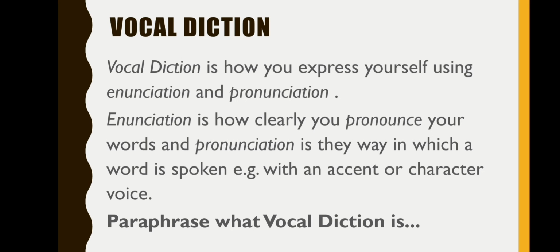Vocal diction. Vocal diction is how you express yourself using enunciation and pronunciation. Enunciation is how clearly you pronounce your words, and pronunciation is the way in which the word is spoken, for example, with an accent or character voice.